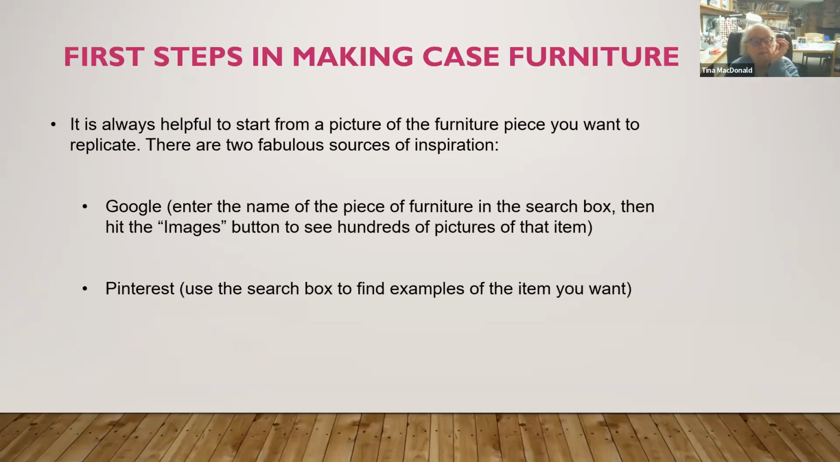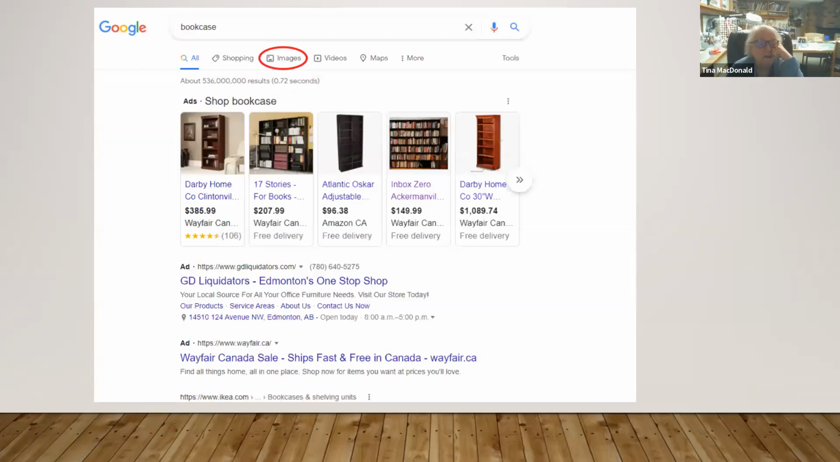The first step in making it is to start from a picture of the furniture piece you want to replicate. There are two great sources of inspiration: one is Google and the other is Pinterest. I'm going to show you how Google and Pinterest both look, because a lot of people don't realize that Google does this. If you open Google, this is Google Chrome.